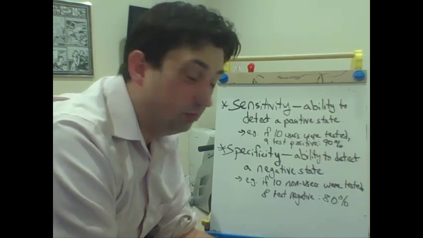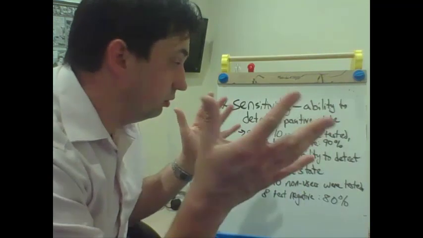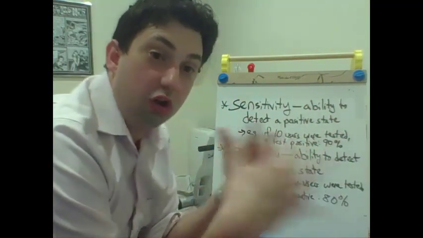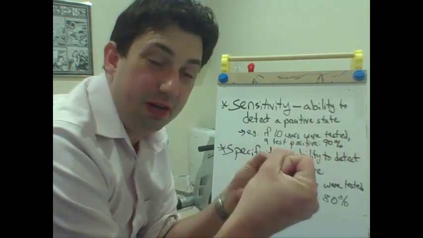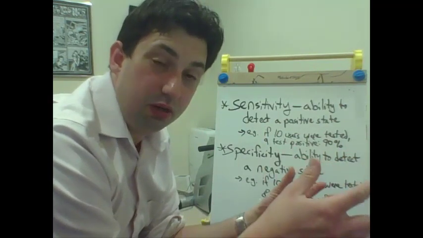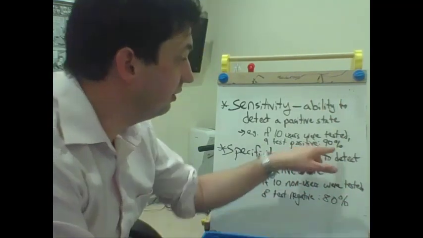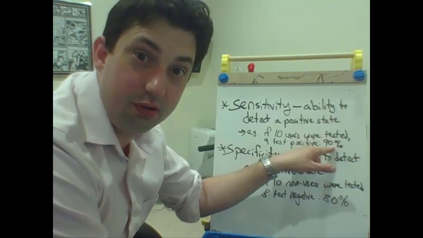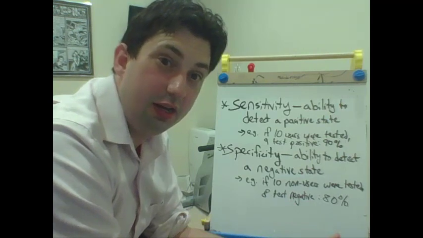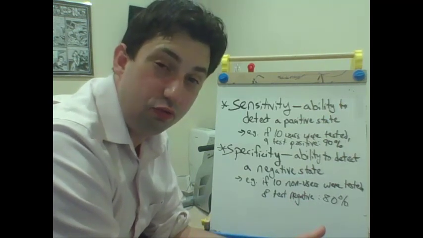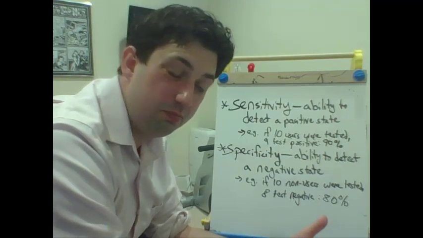Typically, it's whatever is unusual. So if we imagine 10 people who were using drugs walked in, and we tested all of them, and only 9 came back positive, well, that test is 90% sensitive. It can correctly identify 90% of drug users, correctly identify 90% of the positive states.